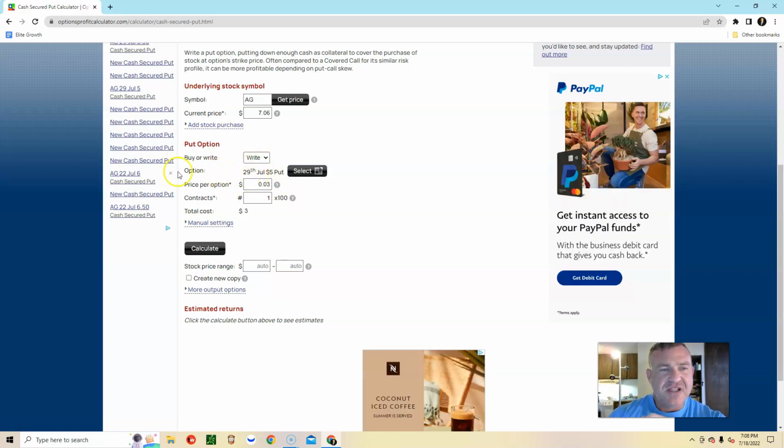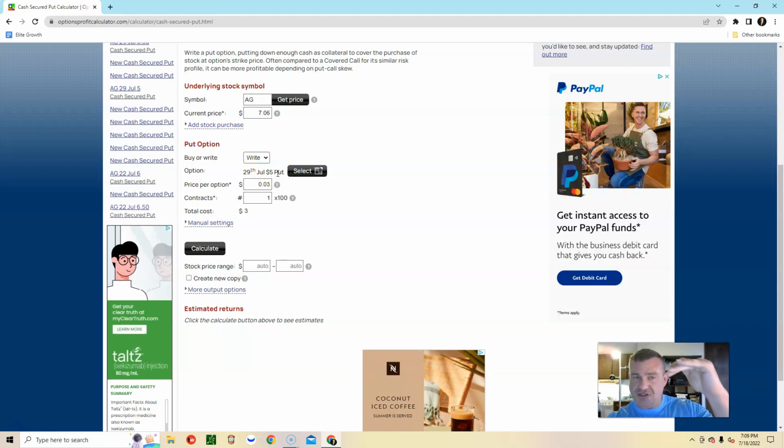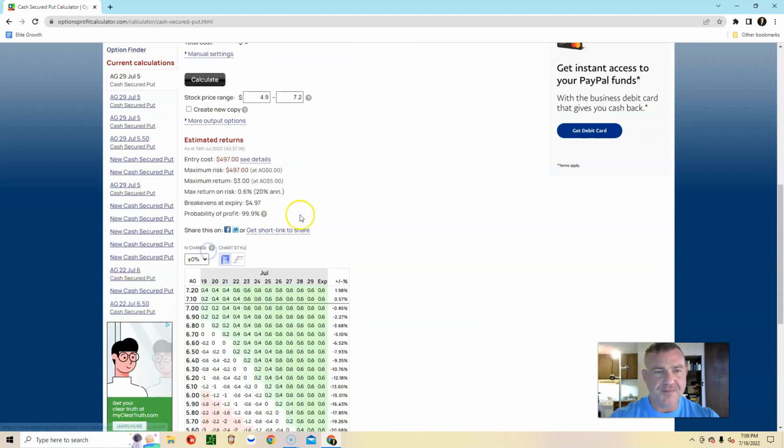So we see we've selected the expiration date of July 29th, the $5 strike price, the $5 put. So if the stock goes below $5 at the end of this time frame, we have a commitment to purchase 100 shares at $5. And we see that we're going to get paid, if this is filled, $3. We'll click this calculate button.